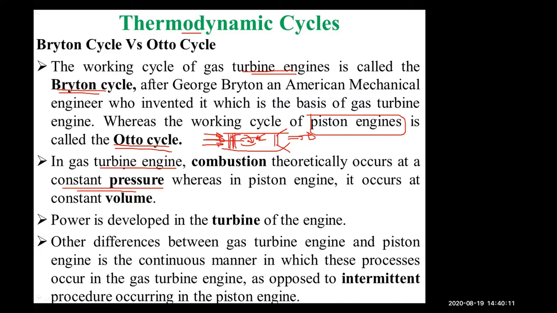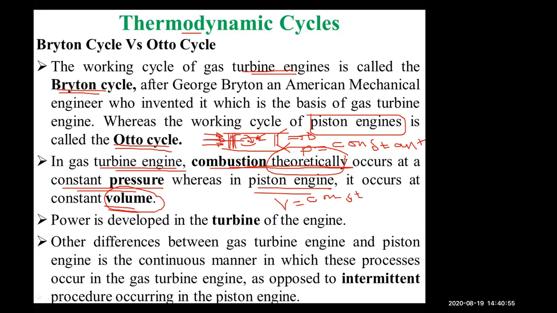So in turbine engines, the combustion theoretically occurs at constant pressure. The pressure is constant in a turbine engine, in theory, though practically it deviates. Whereas in piston engines, combustion occurs at constant volume. The volume of the air-fuel mixture remains constant, again theoretically. So the Otto cycle, for example, states that combustion occurs in the piston engine at constant volume, whereas the Brayton cycle says that combustion occurs at constant pressure.